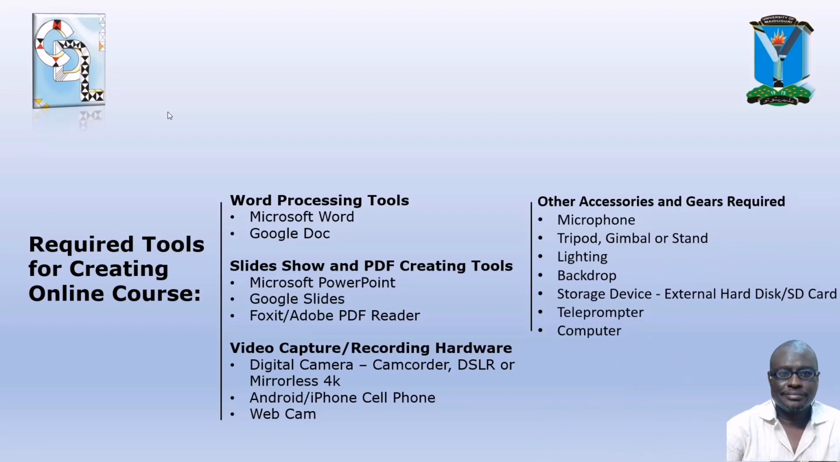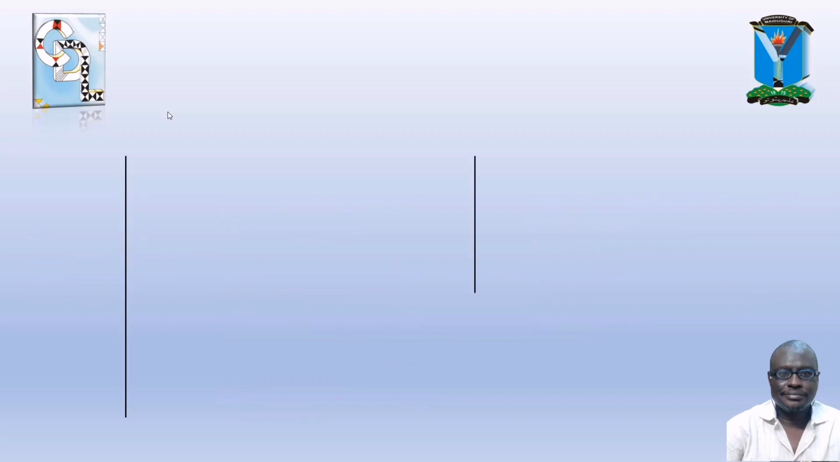Other accessories and gear required include microphone, tripod or gimbal or stand, lighting, backdrop, storage device such as external hard disks or SD card, teleprompter, and computer system. For screen recording tools, OBS Studio, Zoom, Screencast-O-Matic, Camtasia, etc.